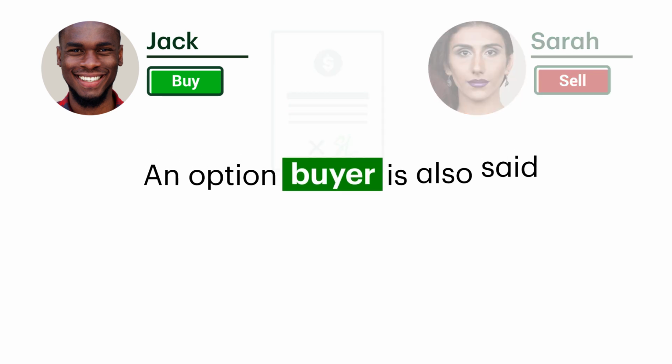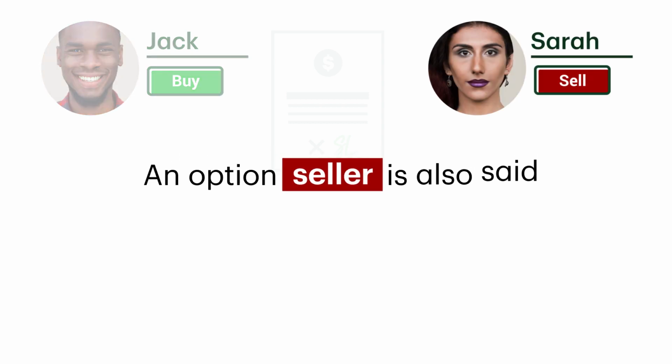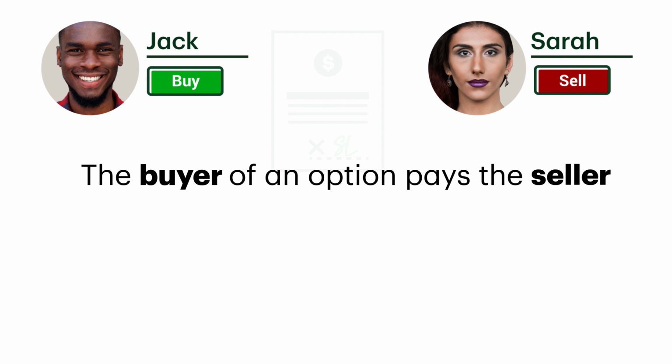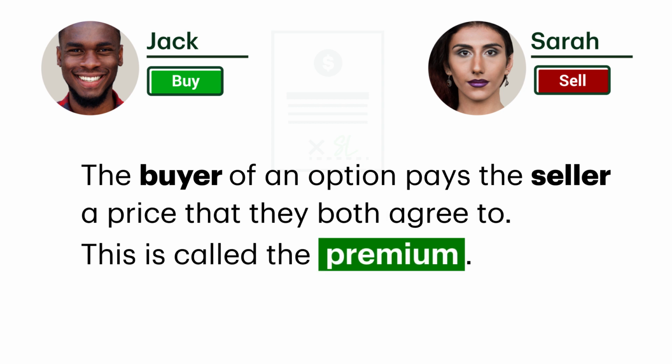An option buyer is also said to be going long the option, and an option seller is said to be going short the option. The buyer of an option pays the seller a price that they both agree to. This is called the premium. Every option contract includes an expiration date for when the contract is no longer valid. Jack and Sarah decide that their contract will expire 2 months from today.